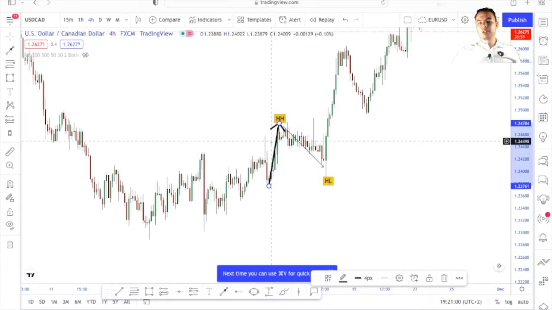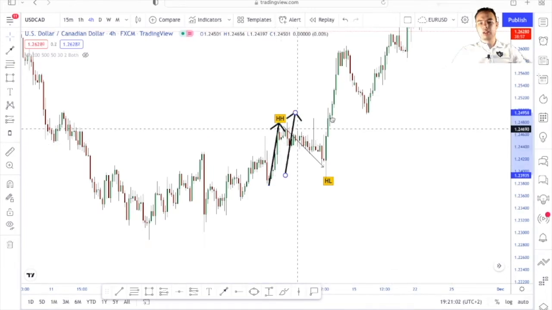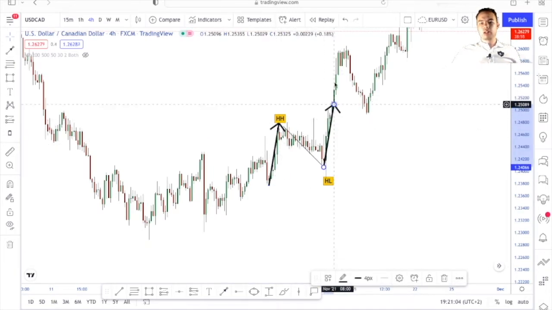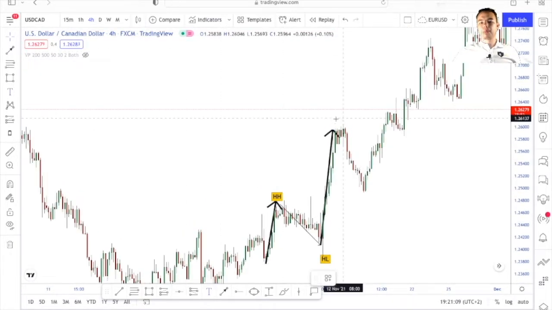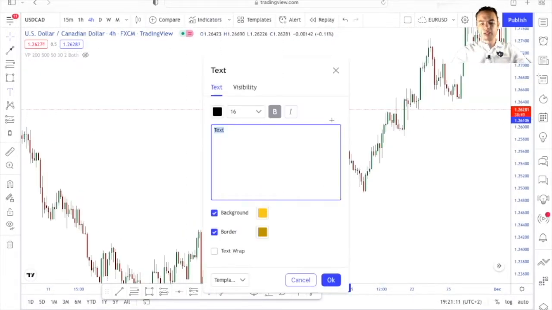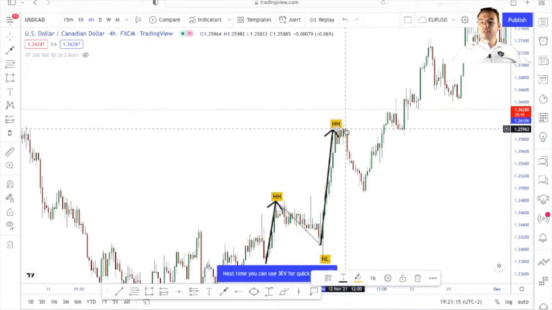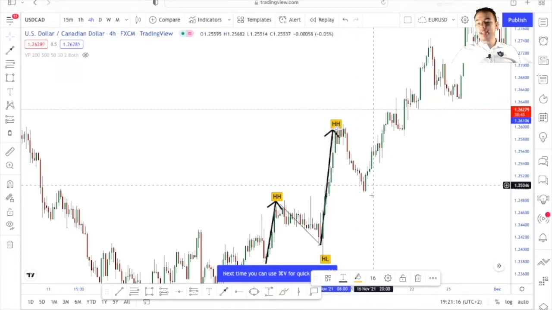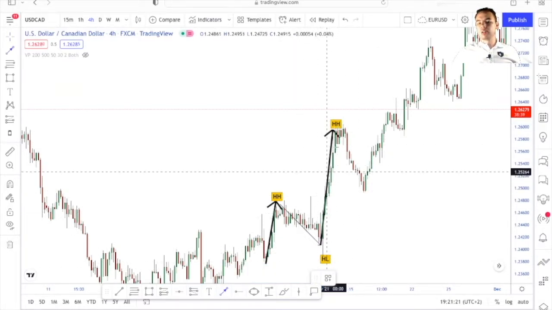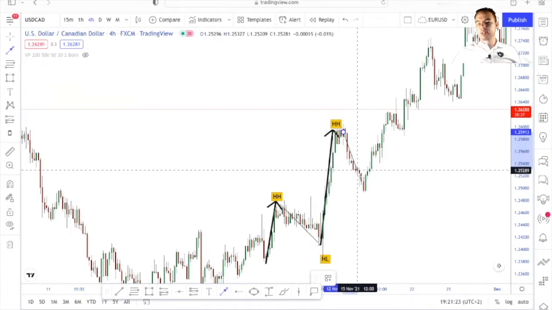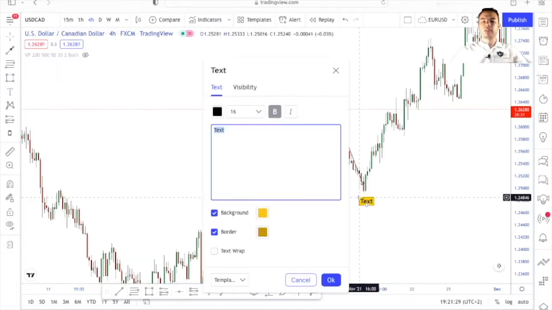Then price pushes up again to form a higher high. New high. So as you can see, this is a bullish move. So what's coming up? A retracement to form the next higher low. This is the retracement here. Retracement forms a higher low.